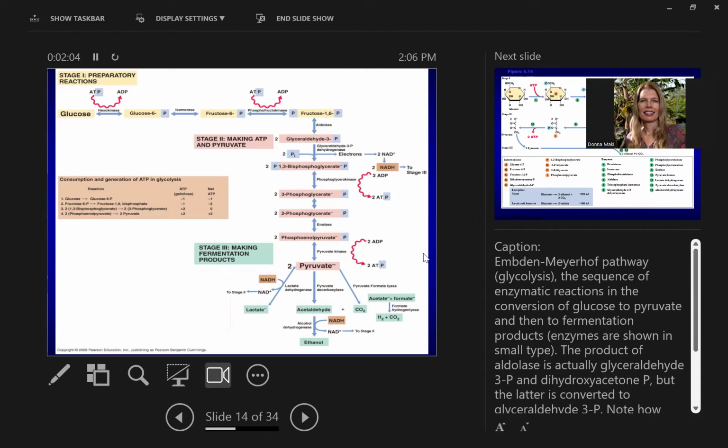Now, I'm not going to say what you have at the end of stage 1, so you don't have to memorize this term. It's okay. Just what is going on in stage 1. You're using ATP to phosphorylate those molecules. Okay. Stage 2.